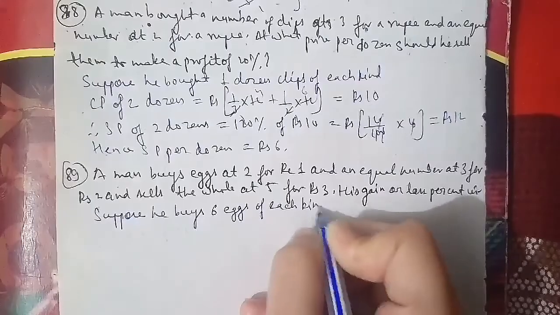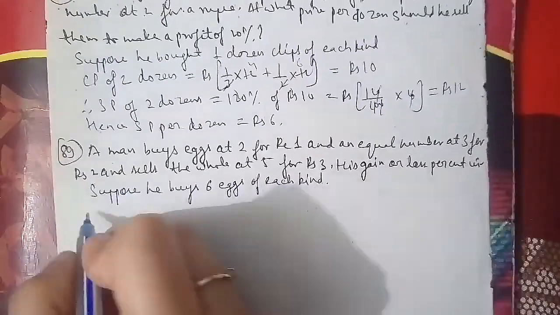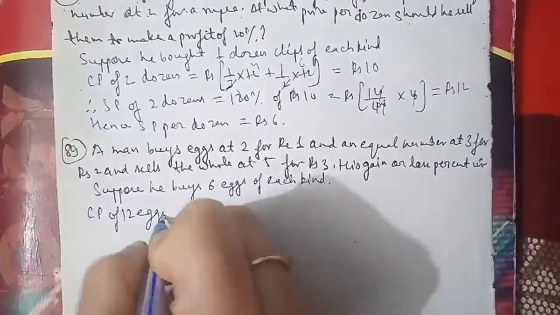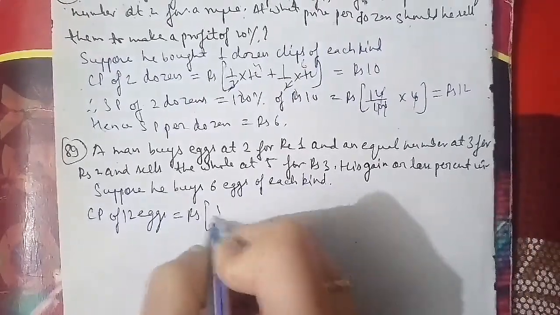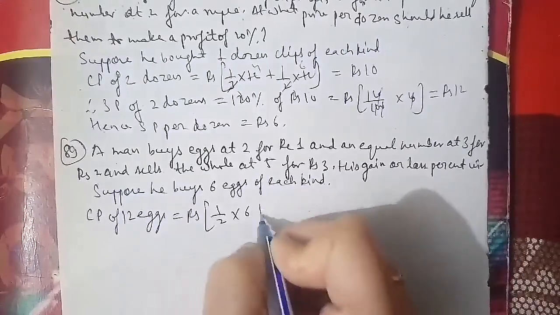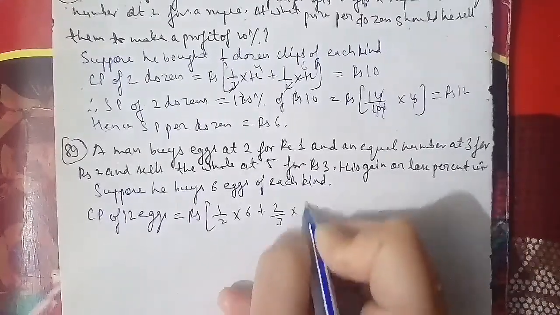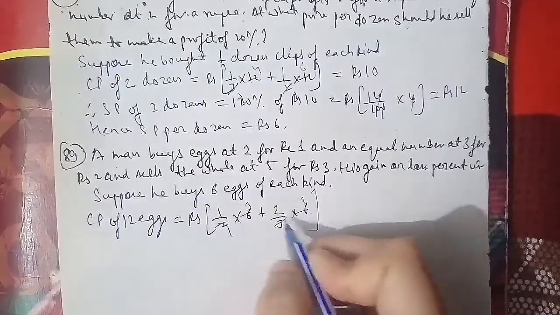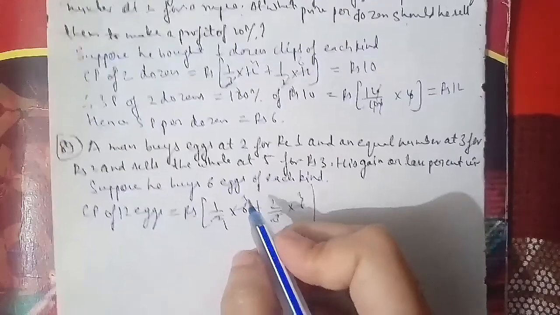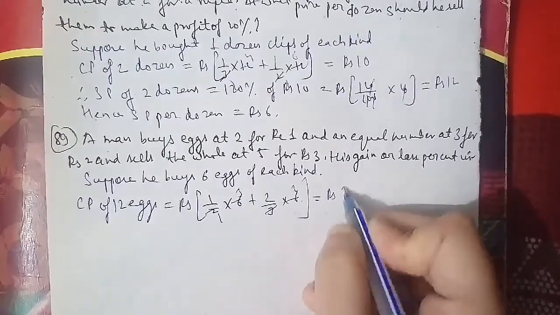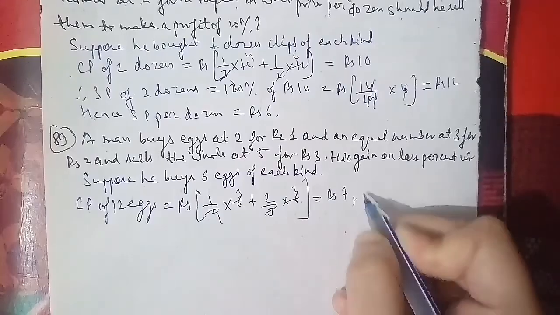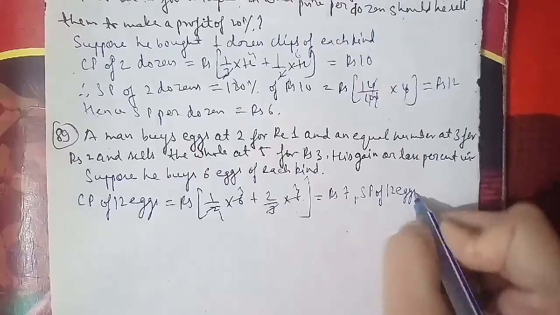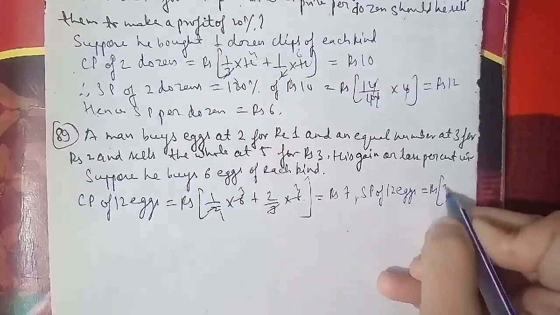SP of 12 eggs equals rupees 3 upon 5 into 12, which is rupees 7.20. Gain equals 0.20 upon 7 into 100 percent, which equals 6 by 7% here.